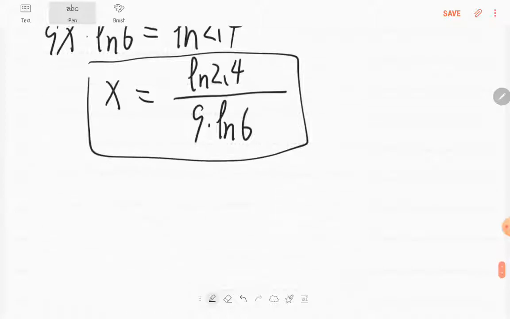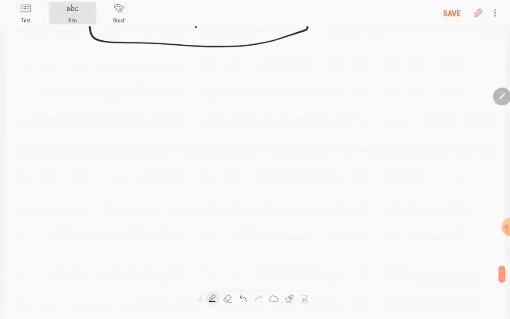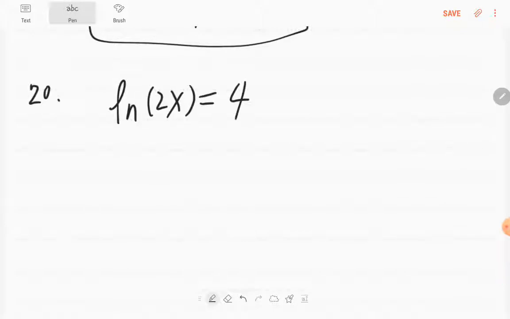So the next one, solve this logarithmic equation. Number 20 is natural log of 2x equals 4. So the natural log means the base is e. That means 2x equals e to the 4, right?